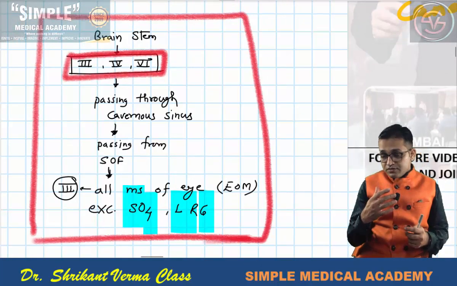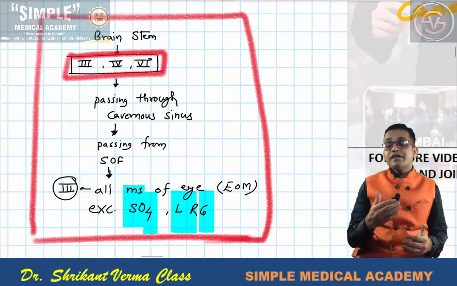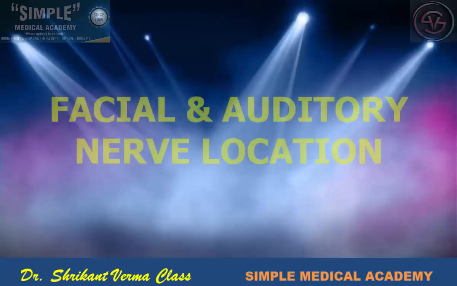So after this sixth cranial nerve, now we are going to discuss the next nerves, the seventh and eighth cranial nerve.